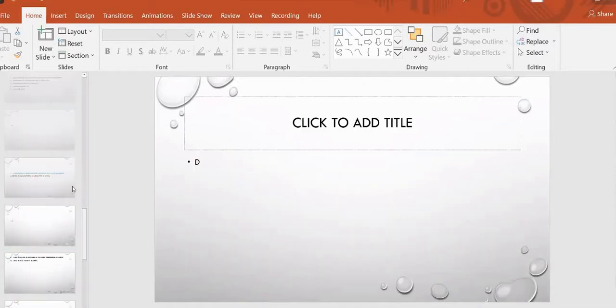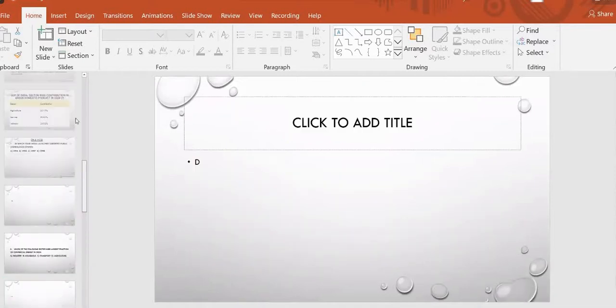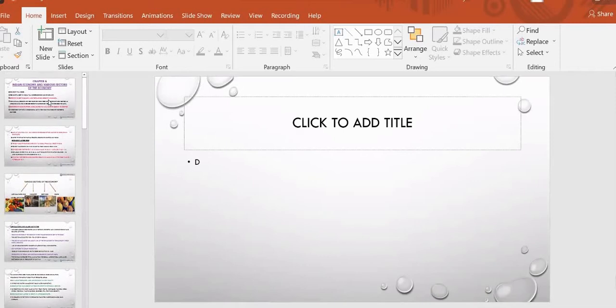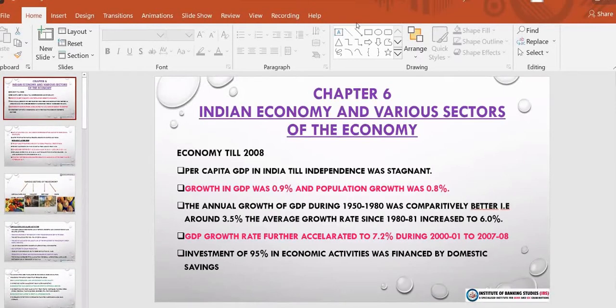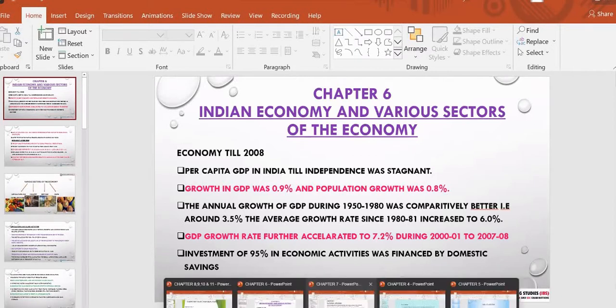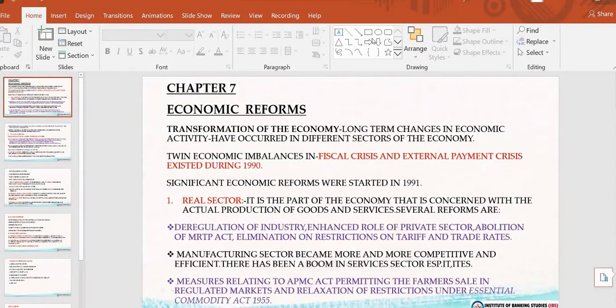Okay, so that's why I told you this needed a self explanation, but I hope I made it clear. It was helpful for you people. Yes, ma'am. Okay, the same way I'll discuss chapter 7 also, so that you people will not feel it as a burden. See, chapter 7 is completely about the economic reforms. Anybody can tell me what is economic reforms?